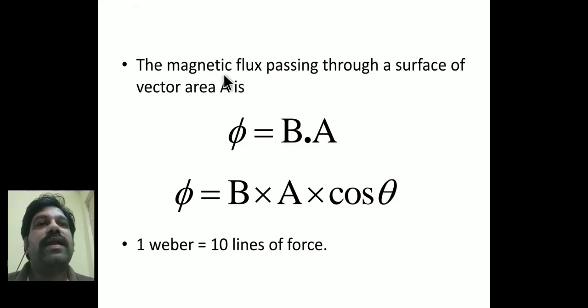The magnetic flux passing through a surface with area vector A is given as phi equals B into A, where B is the flux density and A is the area over which the magnetic flux is established. Therefore phi is a dot product, B dot A, which we can write as BA cos theta, where theta is the angle from the perpendicular to the surface. The unit for flux is the Weber, where 1 Weber is 10^8 lines of magnetic force.